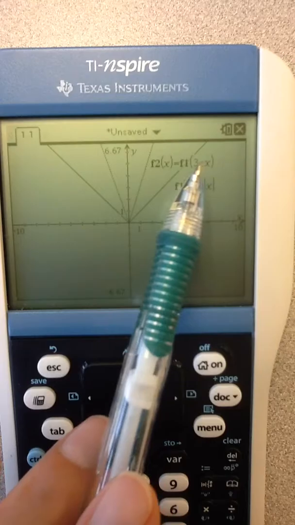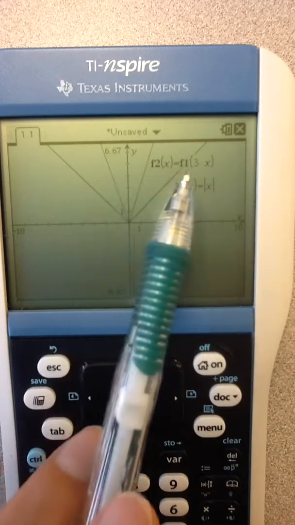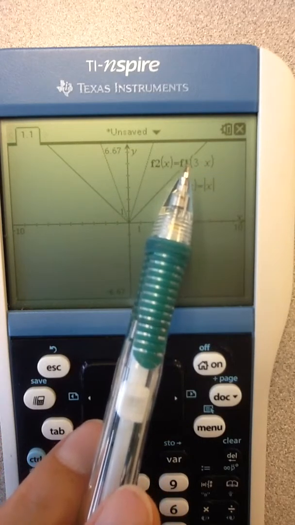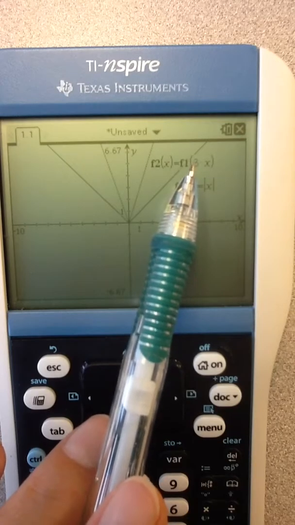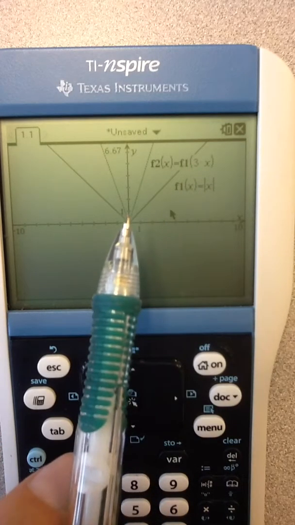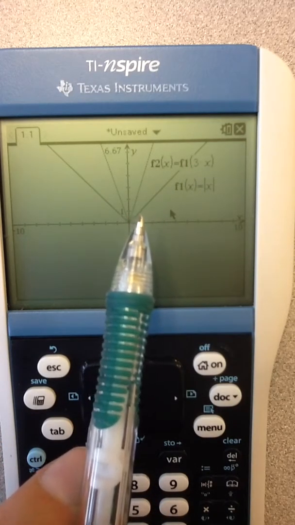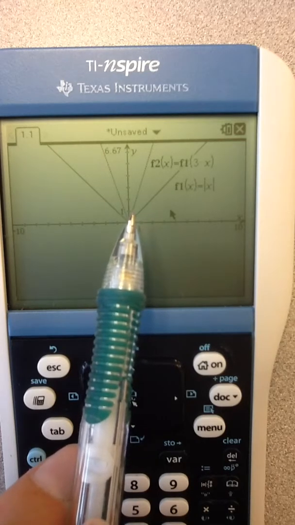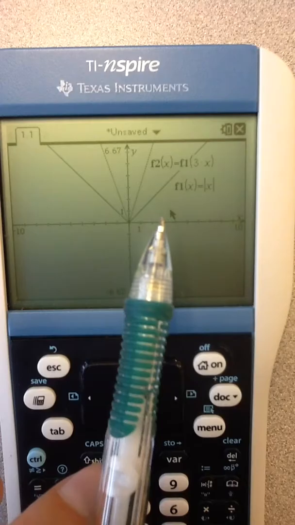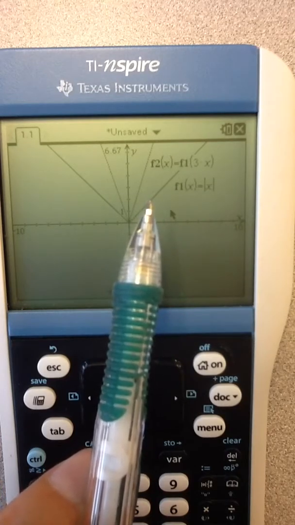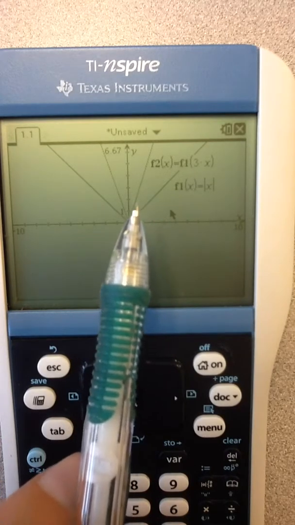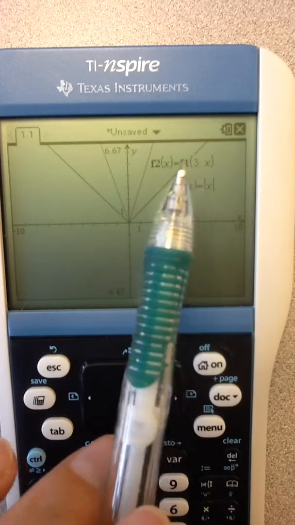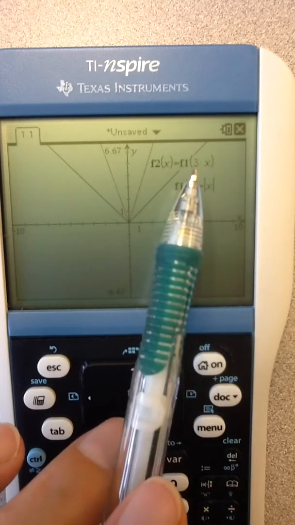Instead of multiplying x by 3 in the graph, what we've actually done is multiply x by the reciprocal of 3, which is 1/3. For example, the point 1, 1 that was here has moved to 1/3, 1, which is here. A point at 2, 2 has moved to 2/3, 2. So we literally take 1/3 of each of the x's.